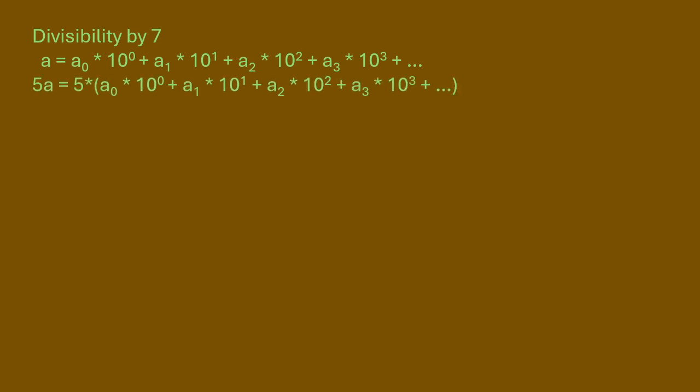For divisibility by 7, this is by far the most complex divisibility rule. I wound up looking this up on Wikipedia, though I did derive it on my own. So again, we start by breaking our number into its base 10 form. But unlike the other occasions, we're not going straight to finding the remainder. We're going to multiply it by 5.